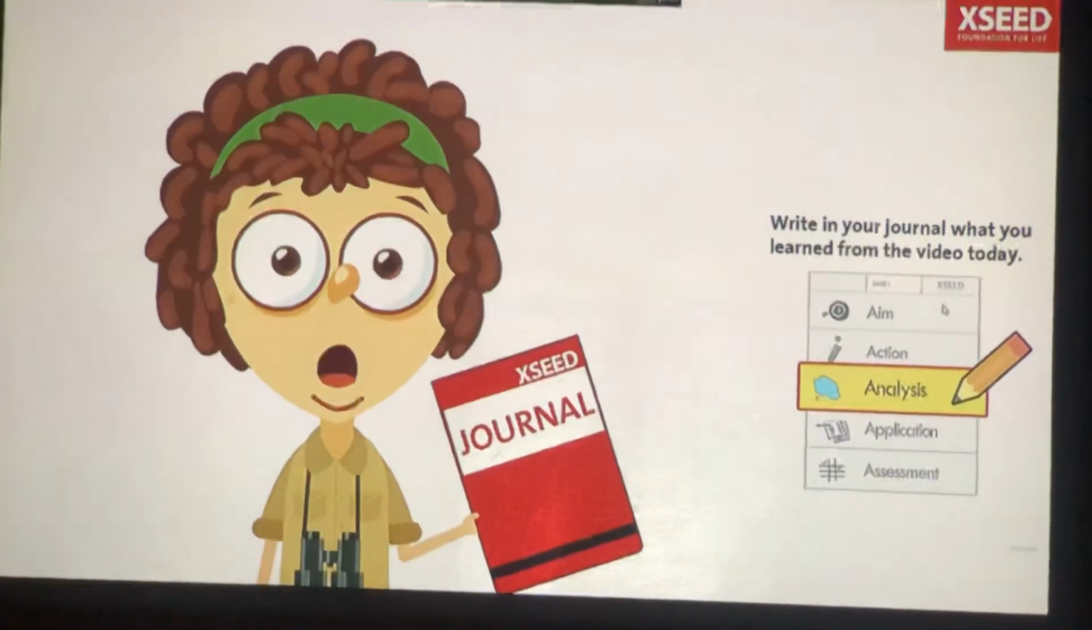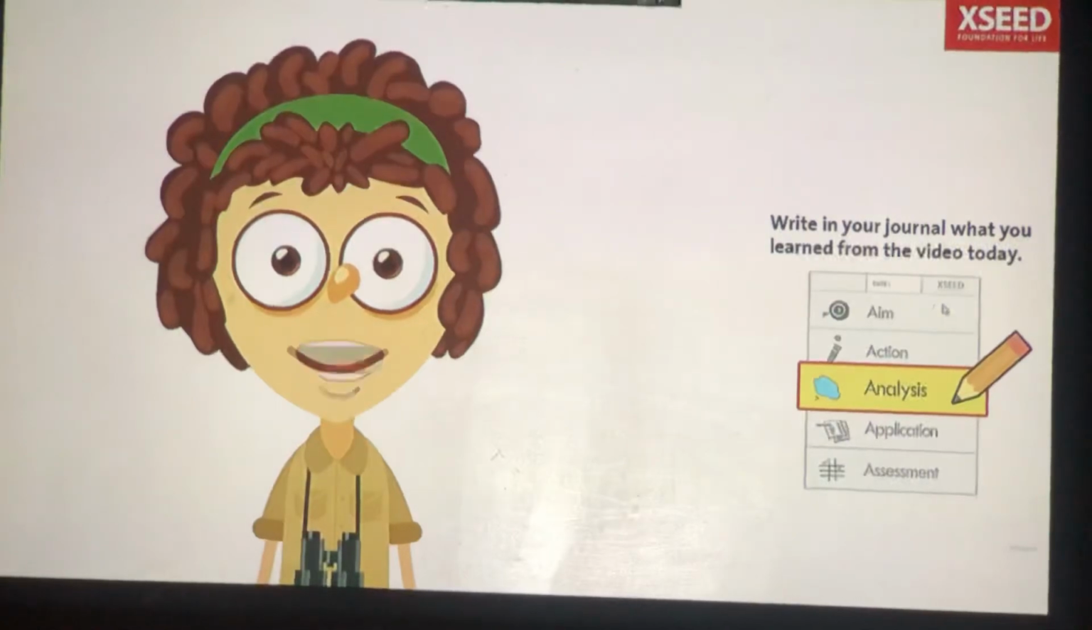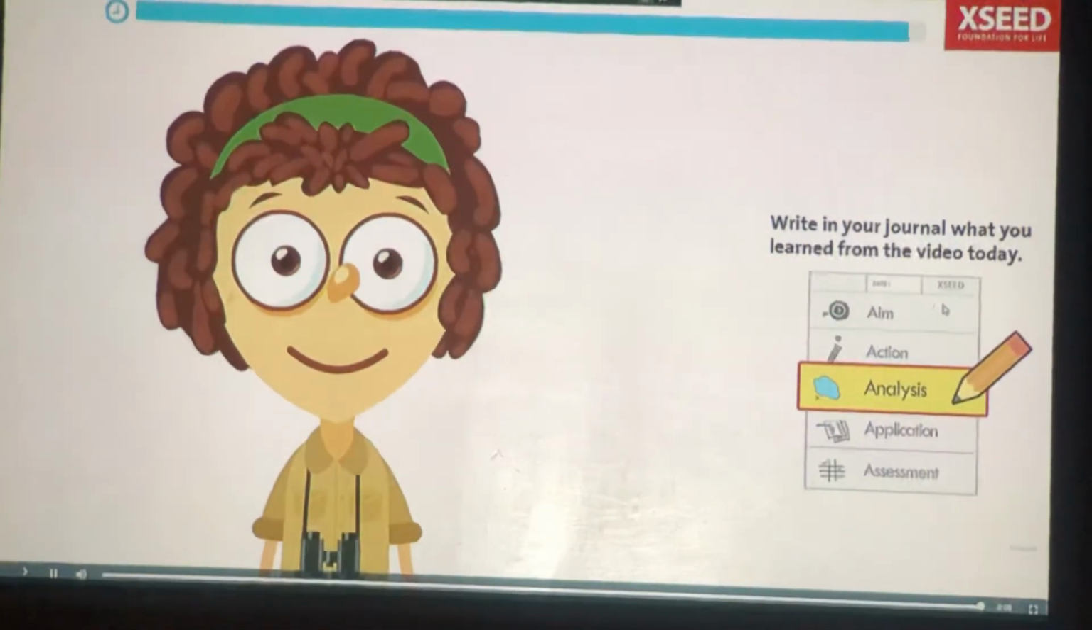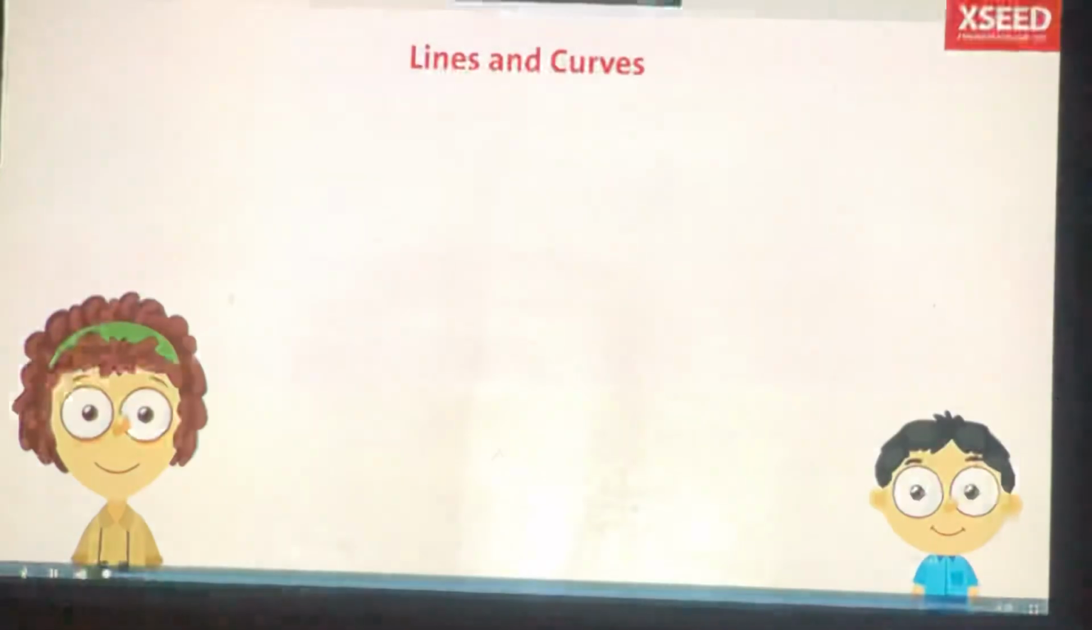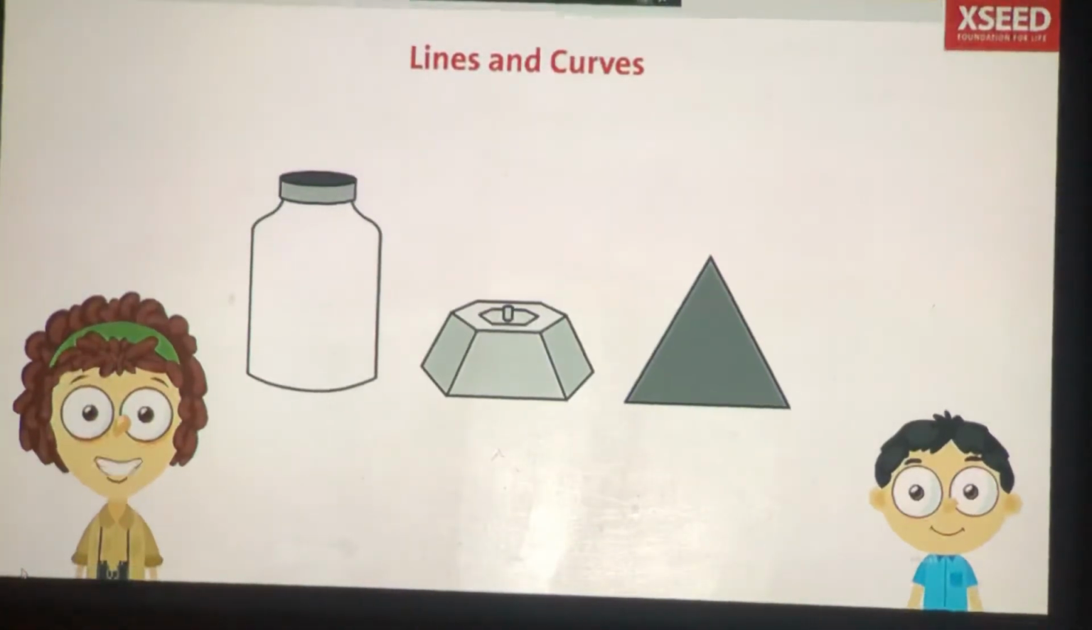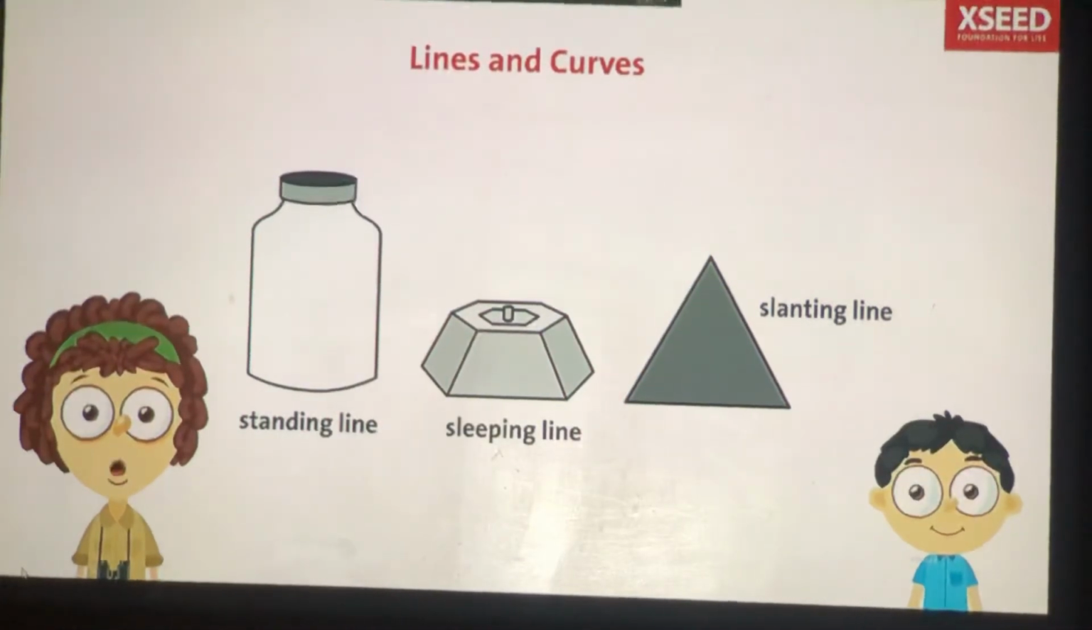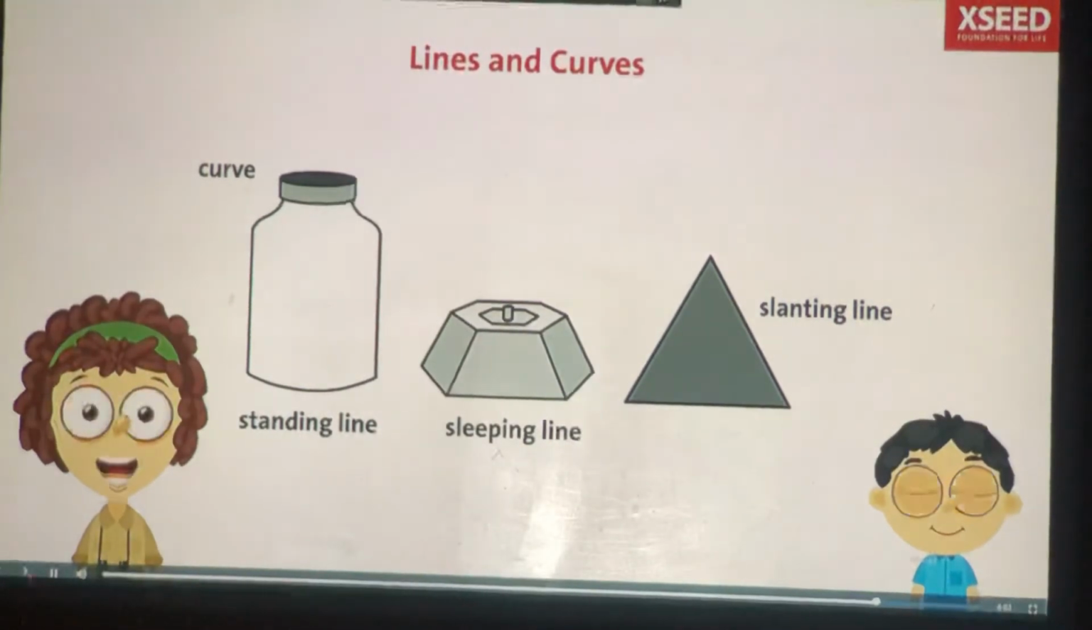In the analysis section of your journal, write what you learned from the video. We learned to draw lines and curves in shapes and solids. There are three types of straight lines. They are standing lines, sleeping lines, and slanting lines. When a line is bent, a curve is formed. We will now solve a problem. But before that, let's watch Cool Talk.